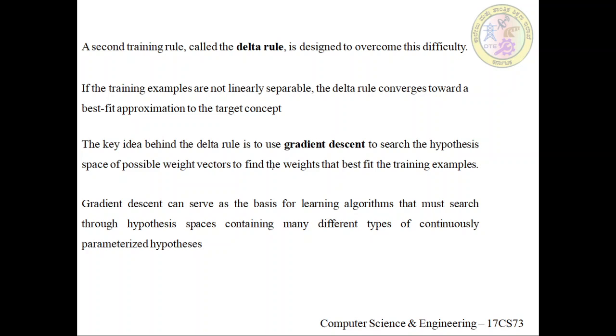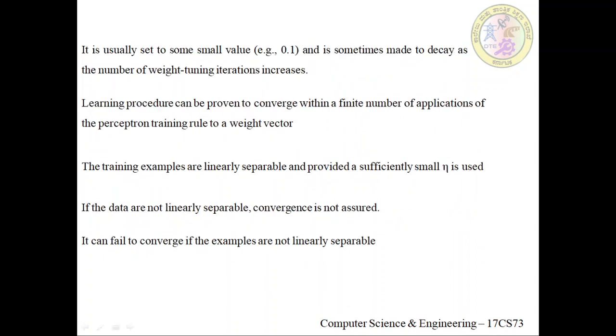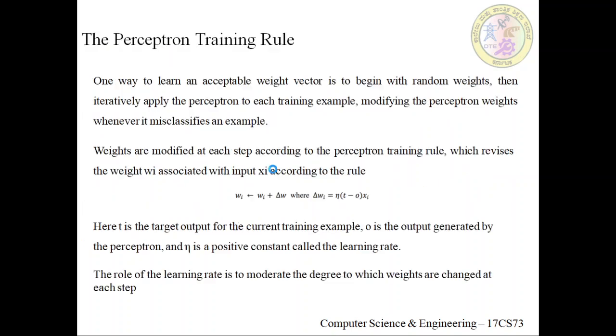The weights are modified at each step according to the perceptron training rule, which revises the weight Wi associated with the input xi. This is the perceptron rule: Wi equals Wi plus delta Wi, where delta Wi is eta times (t minus o). Here t is the target output, o is the output generated by the perceptron, and eta is called the learning rate.